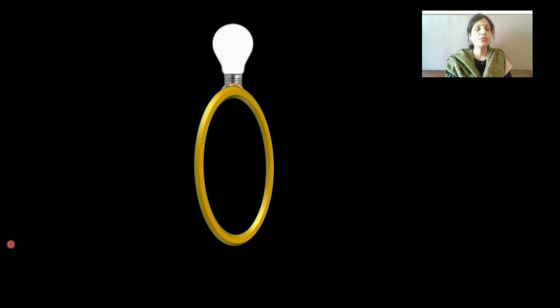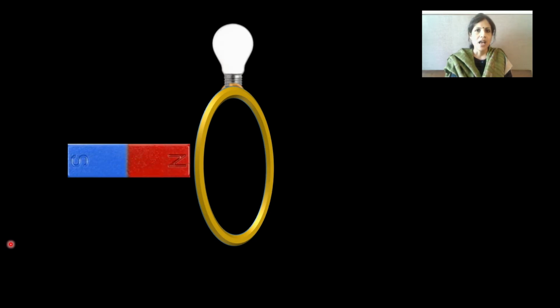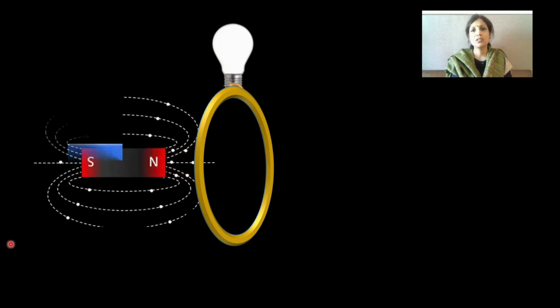And how are we going to generate electricity? We are going to generate electricity with the help of a magnet. So I'll keep the magnet near to it. And the bulb should glow because we are generating electricity with the help of a magnet, but it's not happening. So our experiment is not proving that the magnetic field can generate electricity.